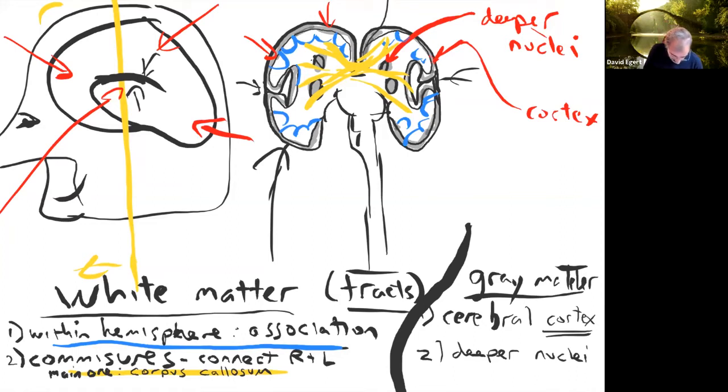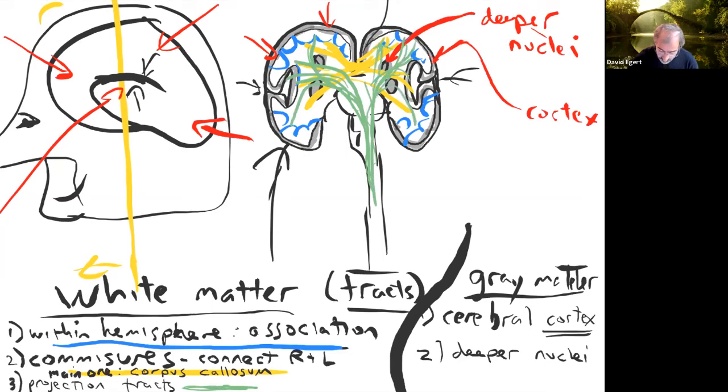And then finally, 3, we have what are called projection tracts. Maybe I'll do them in green. These are just kind of connecting the lower and higher parts of the brain, right? So projection fibers kind of go up and down. These are the projection fibers. So we have three basic types of white matter. We have the association fibers that stay within a hemisphere to interconnect stuff in here. We have commissural fibers that connect the right and left. And we have projection fibers that connect higher and lower areas of the brain. So that is kind of the extent of the anatomy you need to know for this.